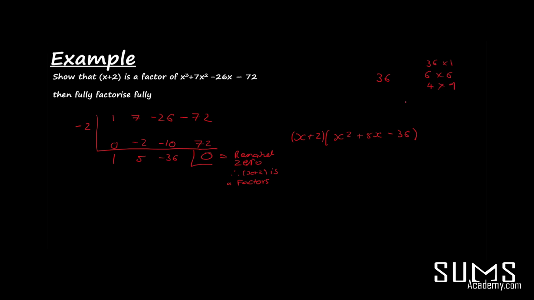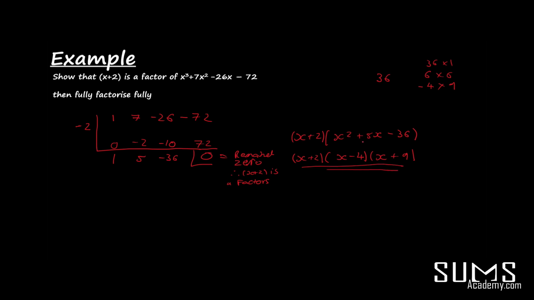Now we want a negative 36 and positive 5, so this is going to be negative 4 plus 9, which is positive 5. So your two numbers are going to be negative 4 and 9. So x plus 2, and then x minus 4 and x plus 9. That's your expression fully factorized.